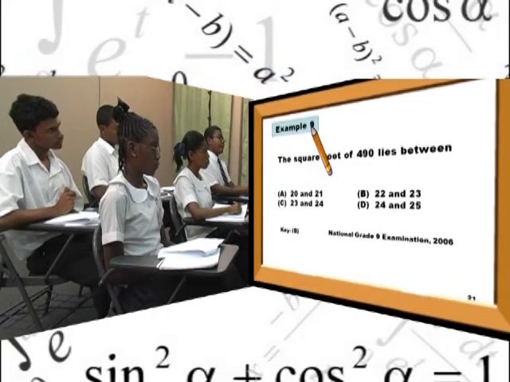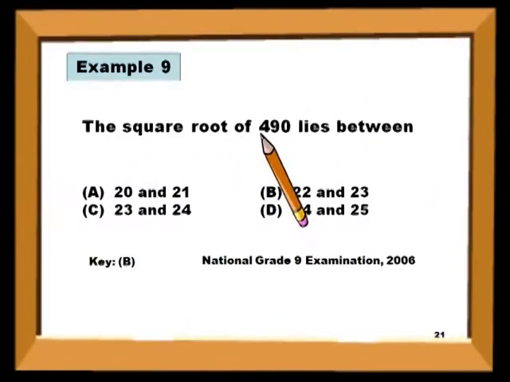Example 9. The square root of 490 lies between A, 20 and 21, B, 22 and 23, C, 23 and 24, D, 24 and 25.